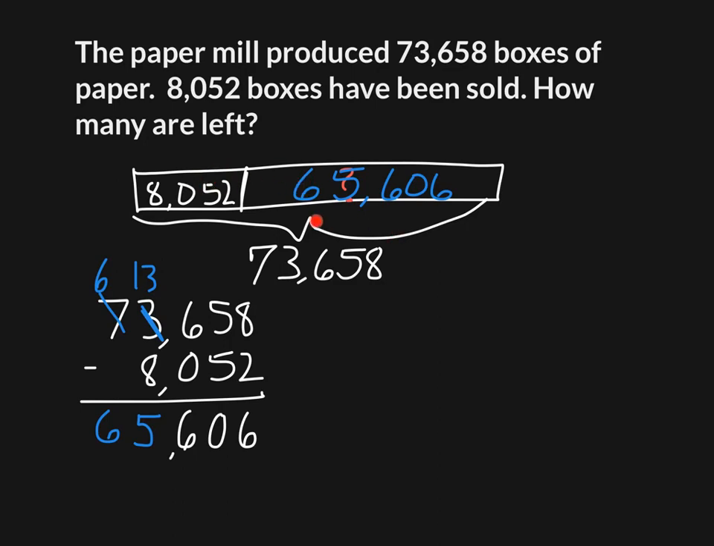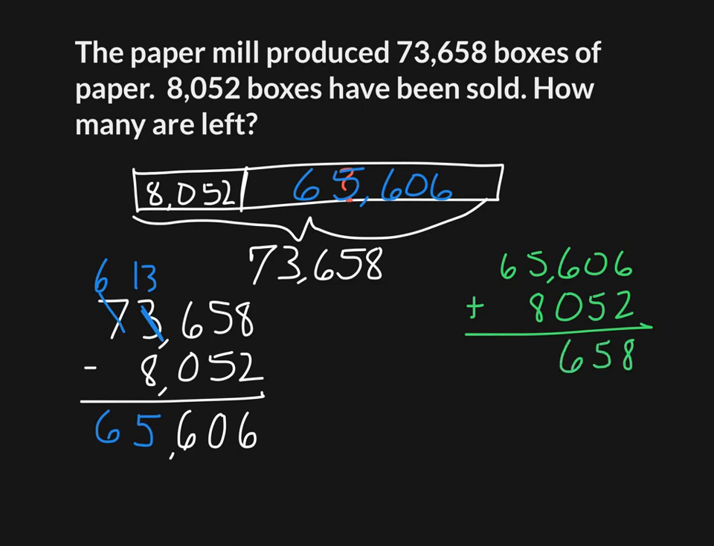Now I can check my answer with addition because this is a part-whole problem. These two parts should equal this whole number. So let's check our work. I have 65,606 plus 8,052. 6 plus 2 is 8. 0 plus 5 is 5. 6 plus 0 is 6. 8 plus 5 is 13. 6 plus 1 is 7. And you can see I got the same answer that I started with, 73,658. So I can now write my sentence. There are 65,606 boxes of paper left.